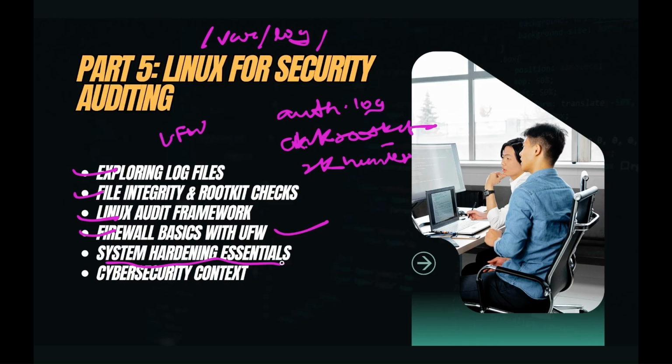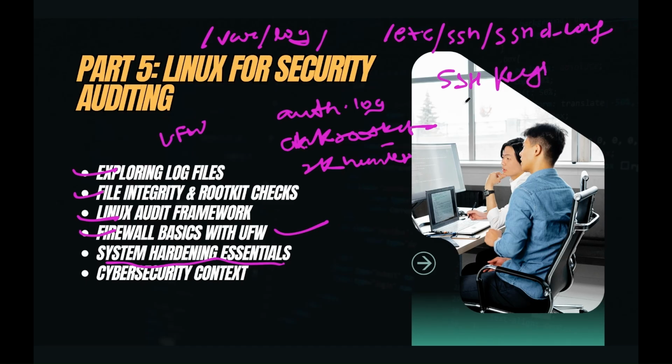The best practices are: disable root login under /etc/ssh/sshd_config, and then remove unused services. If there is any unused service on your machine, just remove it. Keep updates applied, so keep your system up to date always. Use SSH keys, not passwords. SSH keys are secure.